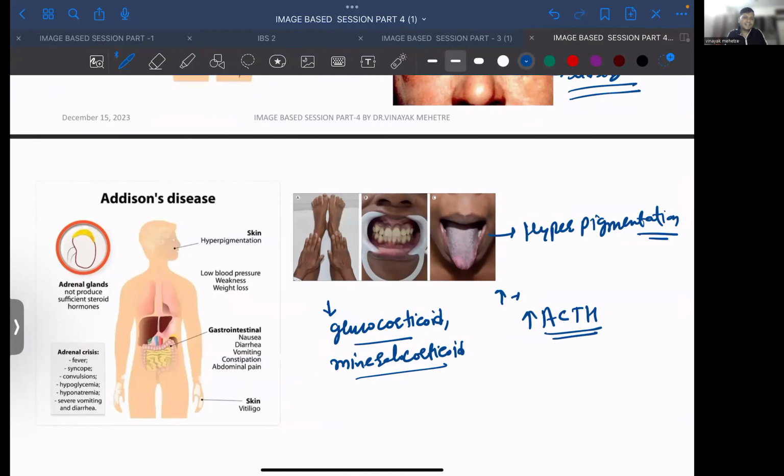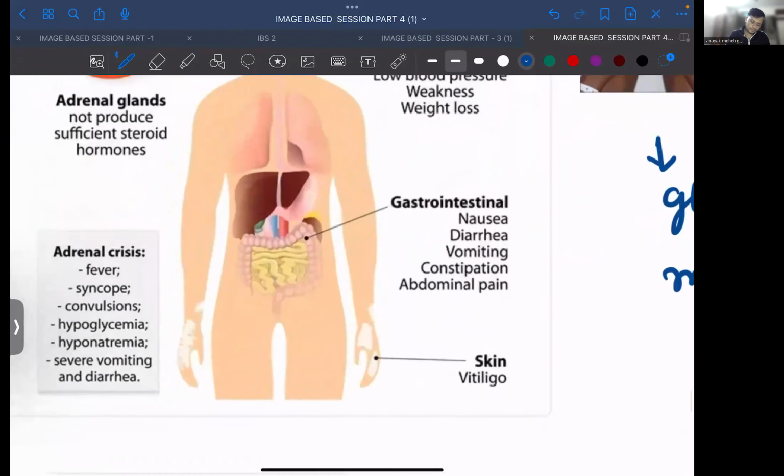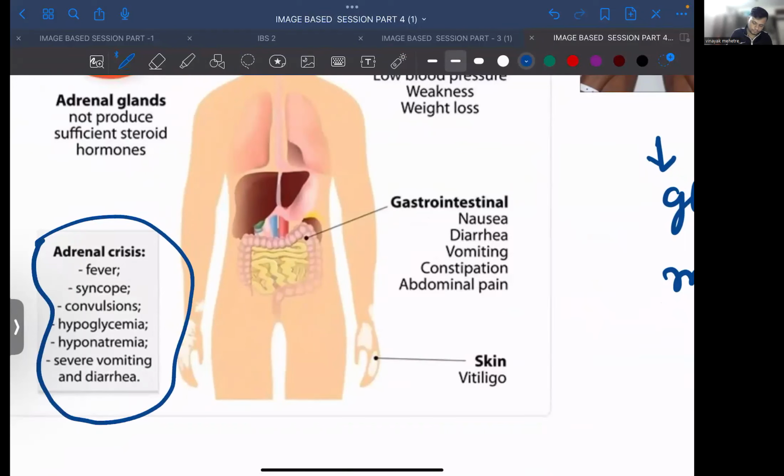Now comes adrenal crisis. What will happen in adrenal crisis? Again, everything will go down. Fever, syncope, syncope means falling, okay. Patient can have tremors, convulsions, right? Hypoglycemia, hyponatremia, vomiting. This is called adrenal crisis. This has also been asked, okay.